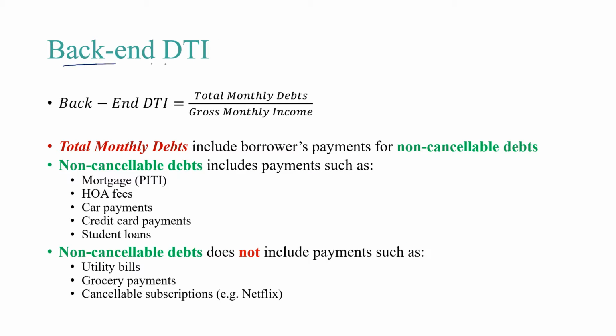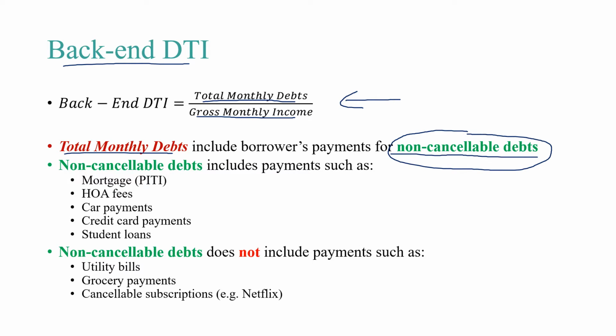So let's talk about the back-end DTI. The back-end DTI is calculated using the following equation. It's the total monthly debts divided by the gross monthly income. Here, the total monthly debts include the borrower's payments for non-cancelable debts. And you want to remember this. These are debts that cannot be canceled.